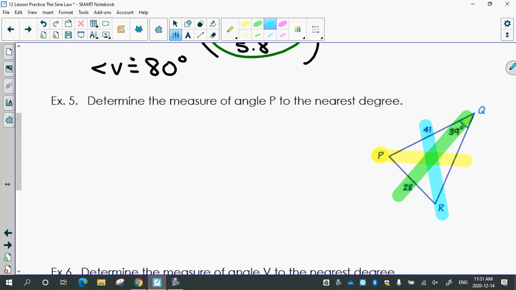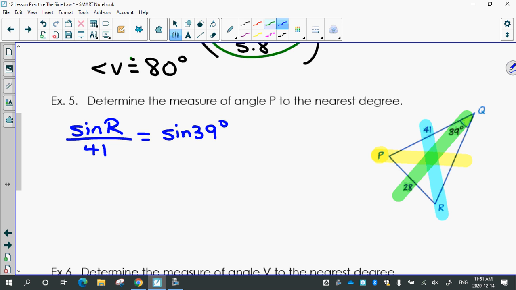So I'm going to start off by saying the sine of angle R divided by the side opposite it, which is 41, is equal to the sine of 39 degrees divided by 28. So angles are on top, but they can't be alone, they have to be with sine. So that's applying the sine law to find angle R.